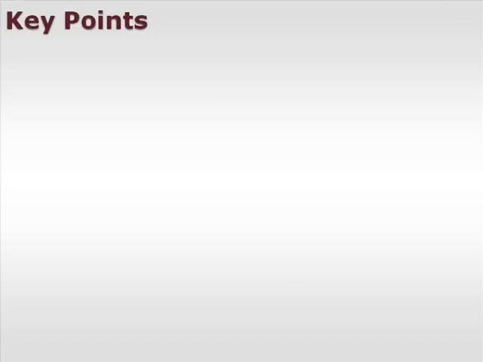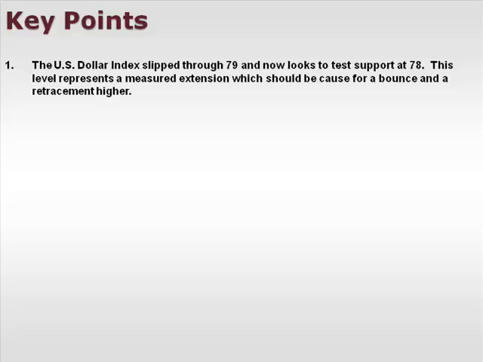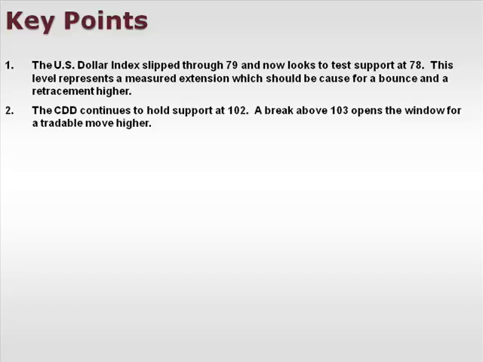Let's take a look at a few of our key points. First of all, the U.S. dollar index slipped through 79 and now looks to test support at 78. This level represents a measured extension which should be cause for a bounce and a retracement higher. The CDD continues to hold support at 102. A break above 103.5 opens the window for a tradable move higher.